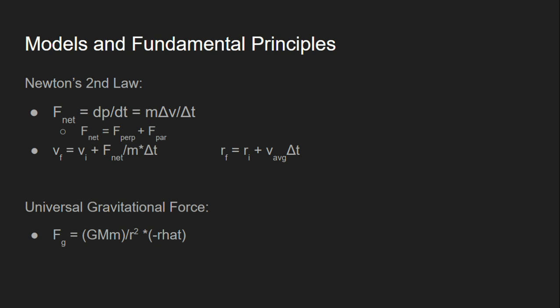One thing to note is that since universal gravitational force is a non-constant force, the average velocity can be approximated to the final velocity when using the position update formula.